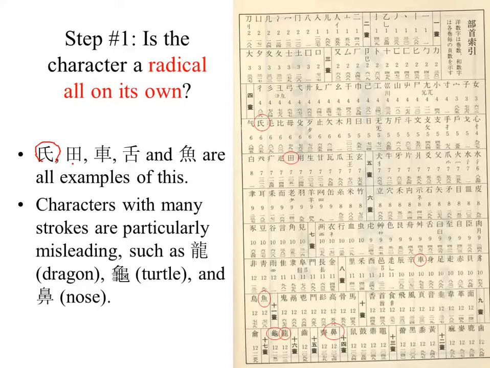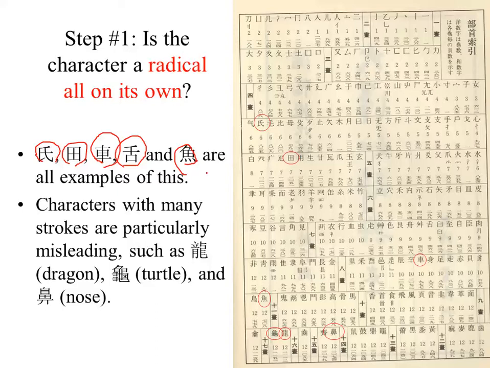So, for example, this kanji, this kanji, this kanji, you should all know this one. This one's kuruma, right? This one, shita, tongue. This one, sakana, fish. Those, you could look at them and think, oh, maybe I could break those apart. You could maybe break them apart, but they are radicals on their own. And I've circled them over here on the right-hand side on the chart.